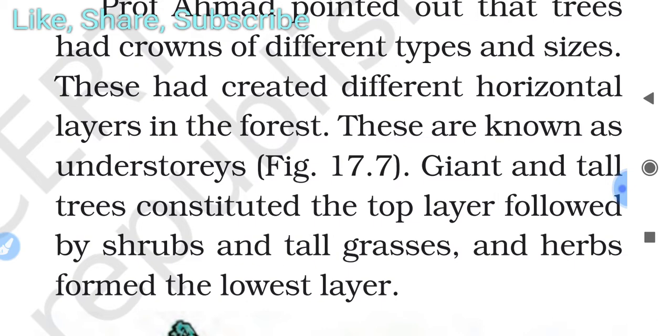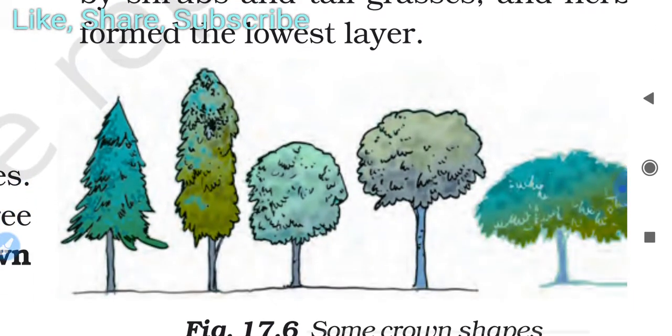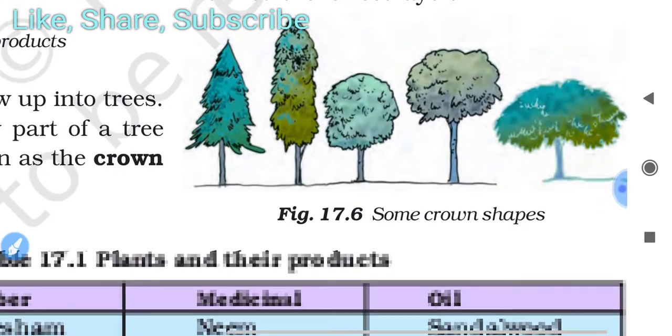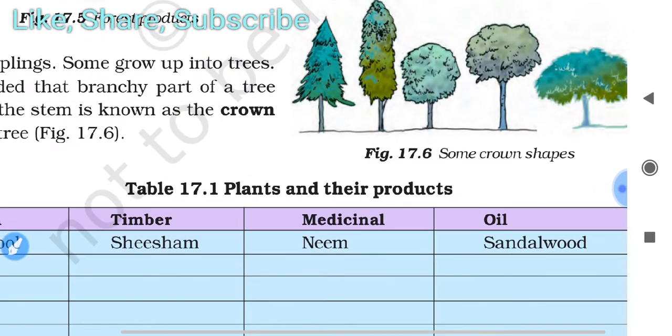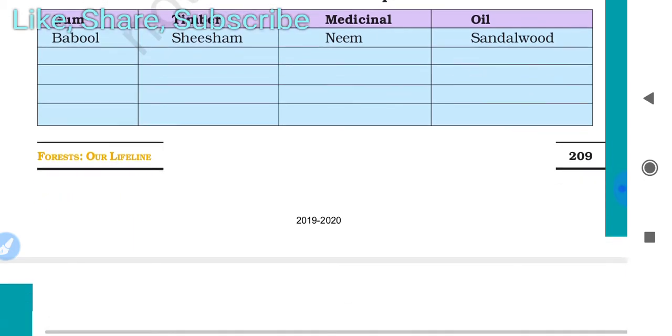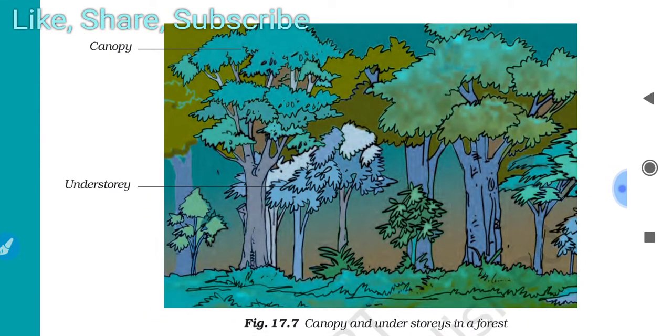Giant and tall trees constituted the top layer, followed by shrubs and tall grasses. And herbs formed the lowermost layer. This is the understory. If you see, this is the structure of some crown shapes also. Here it's crown shape, but when we come to it later, you will understand that. So plants and their products, I hope you feel it already. So this is the structure which you have to see carefully.